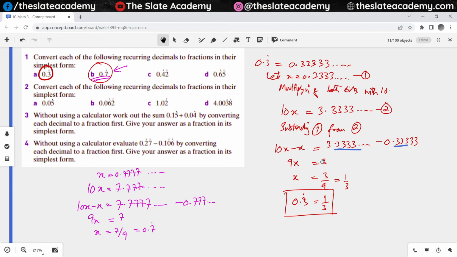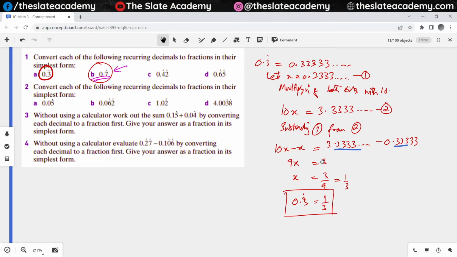Can somebody tell me how we solve question number 1C? Please raise your hand if you know how to solve 1C. Yes, Miss Aisha, go ahead. Why would it be 100?